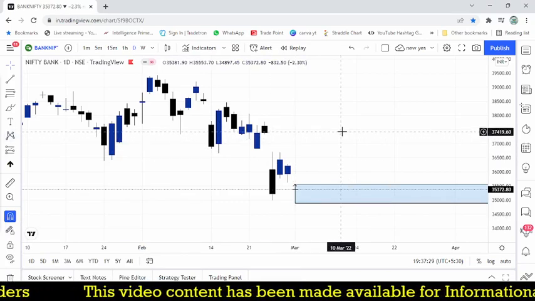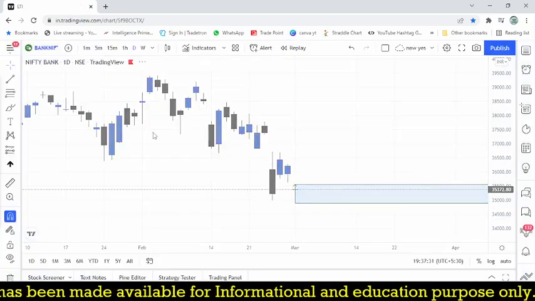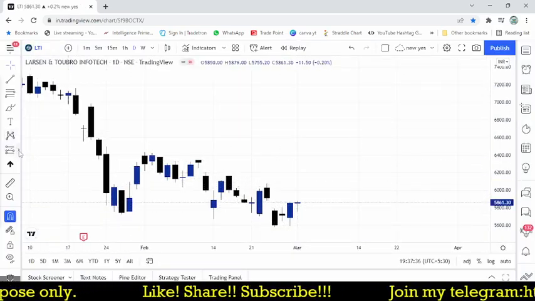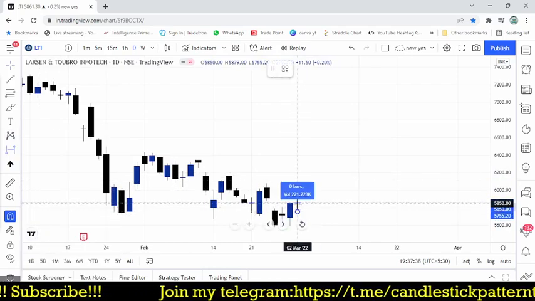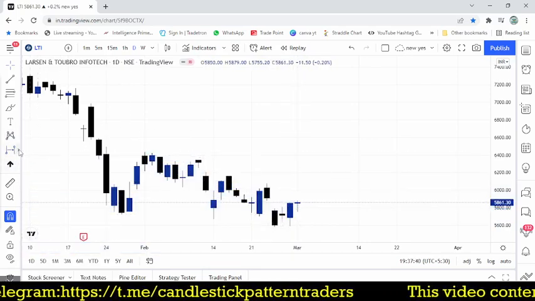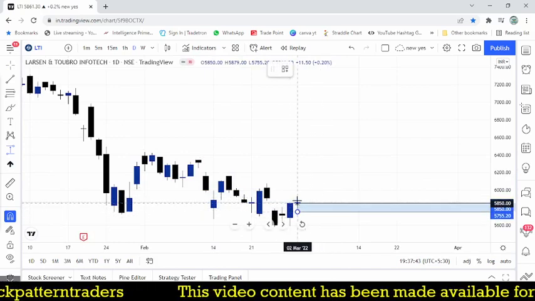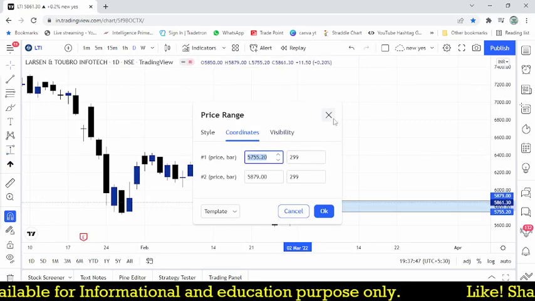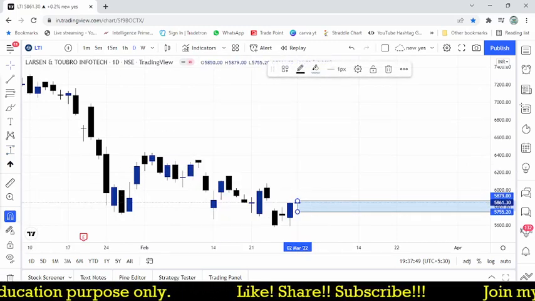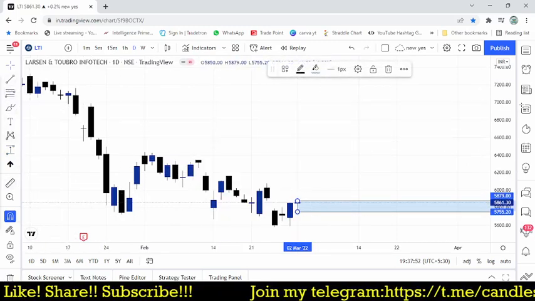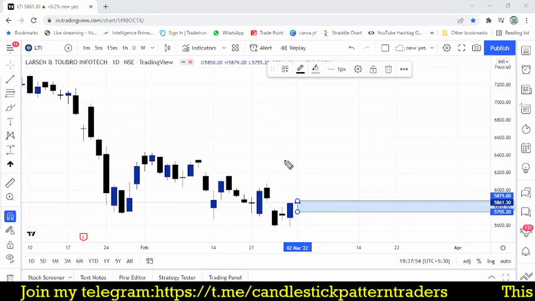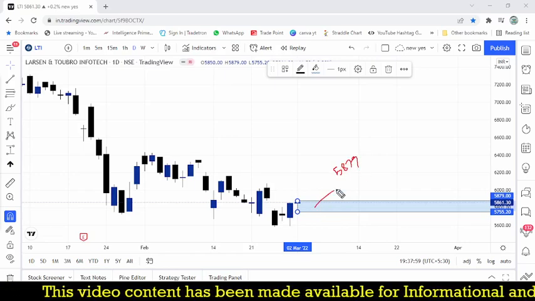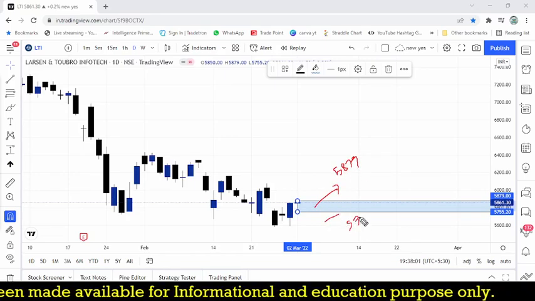And the second stock is formed based on the pattern called a hammer. It is a hammer pattern in LTI. The highest level is 5,879 and the lowest level is 5,755. On day one itself, it is forming a hammer candle. So 5,879 is the breakout entry point, and the stop loss for the trade is 5,755.